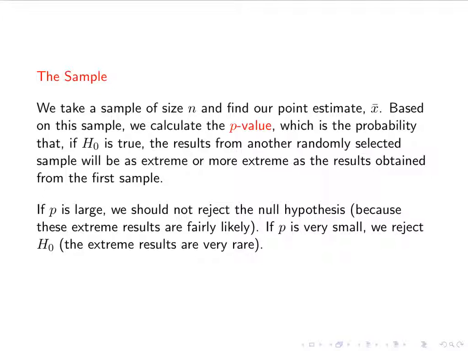If this p-value is large, we should not reject the null hypothesis, because then these extreme results are fairly likely. And if p is very small, we reject h0. The extreme results are very rare, and if it's very unlikely that they occurred, then that's because h0 probably isn't true.